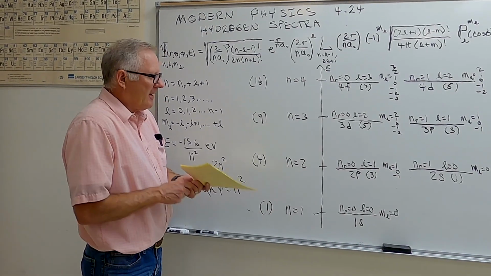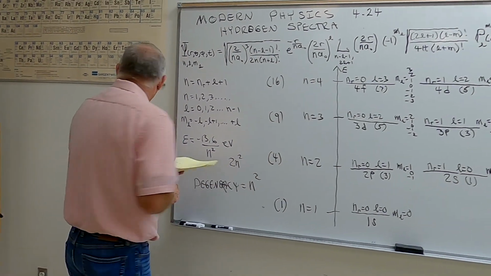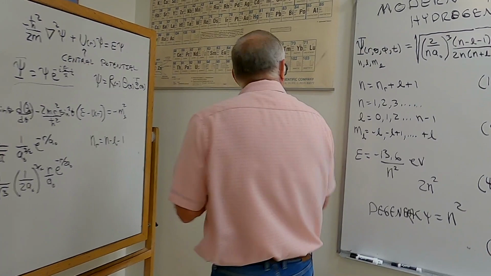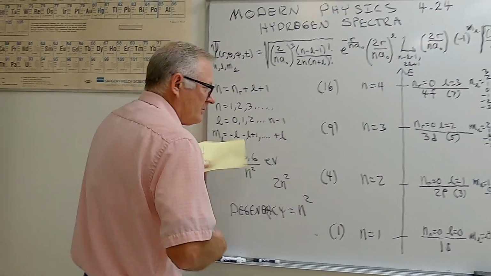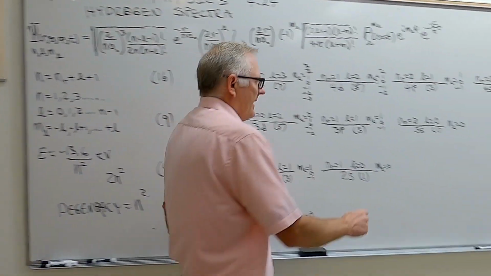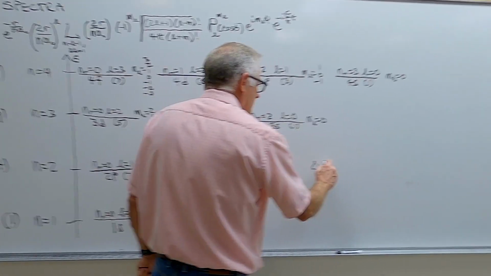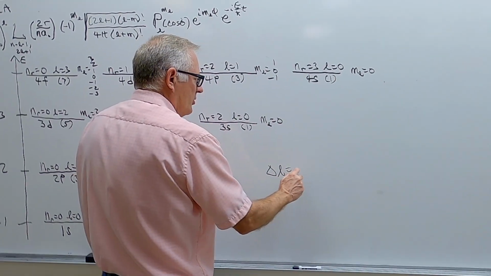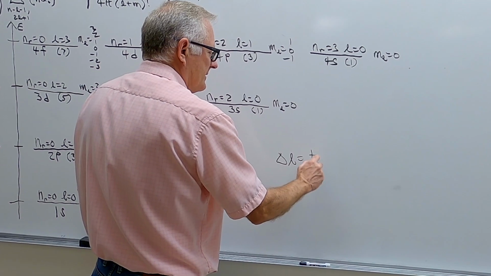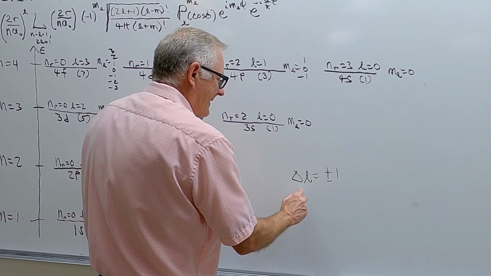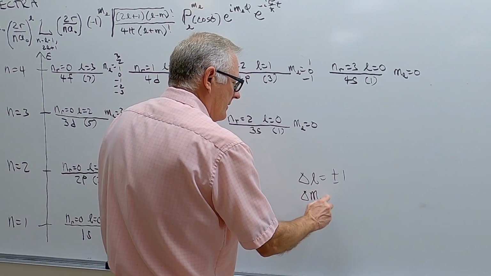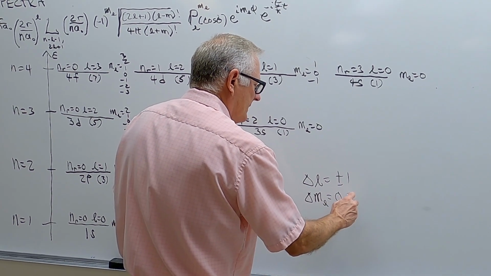Okay, now we did have some selection rules right here. We had our selection rules, I guess we'll just write them over here. Delta L is equal to 1, I guess we could say plus or minus 1, and delta m sub L could be 0, plus or minus 1.